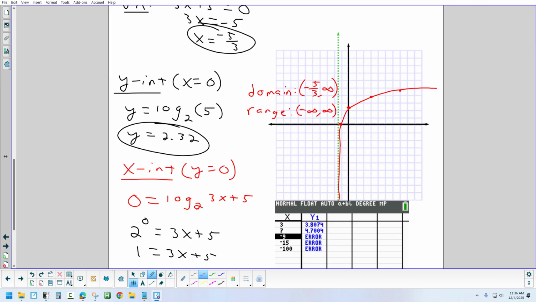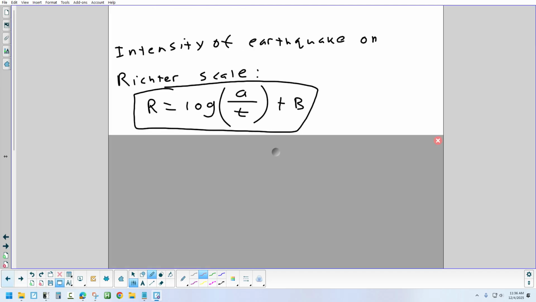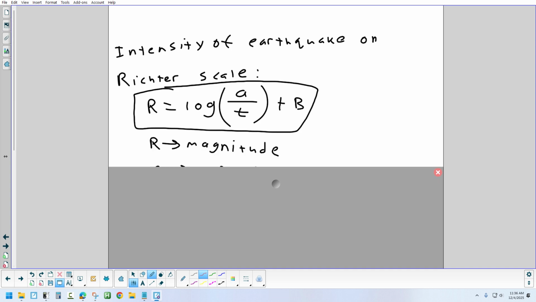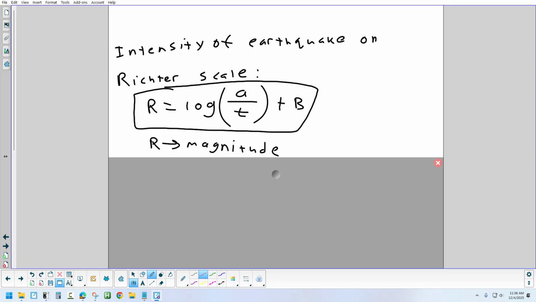All right, last question. The last question is a word problem, and it uses a formula to figure out what's called the magnitude of an earthquake. If you hear about an earthquake on TV and it says it was a magnitude 4.6, that's the formula they use to figure it out. The number you hear about when they report an earthquake is called the magnitude.